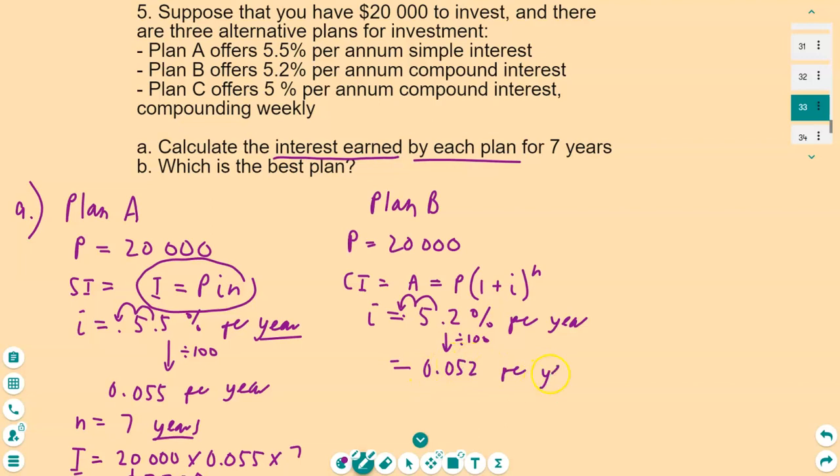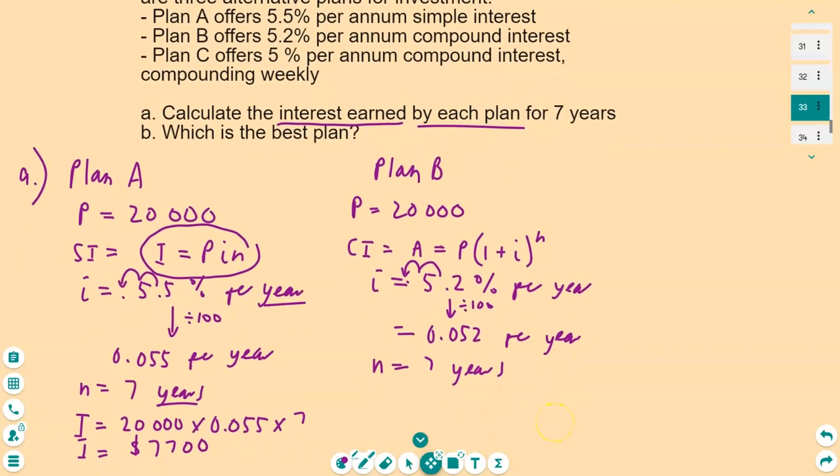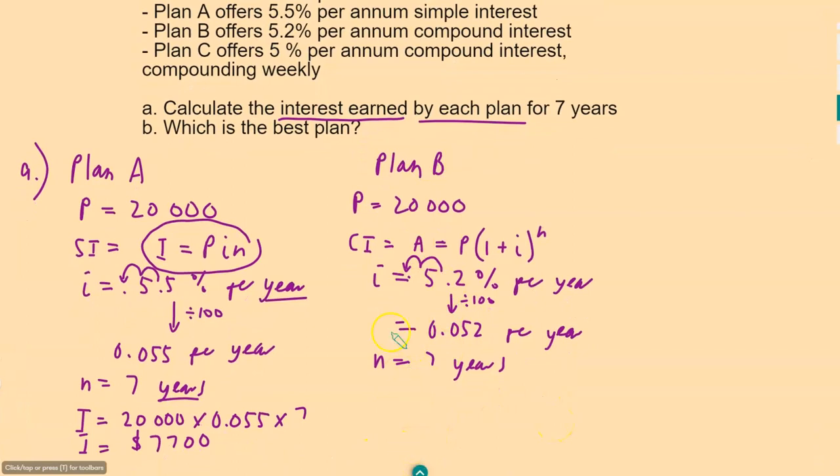0.052 per year. N is 7 years. Remember, compound interest is a couple of steps. We find that A value first. A equals P, 20,000, times 1 plus 0.052, to the 7. 20,000. We're nearly done, guys. 1 plus 0.052 to the 7.